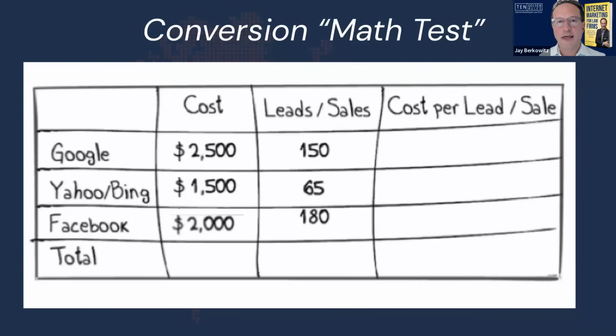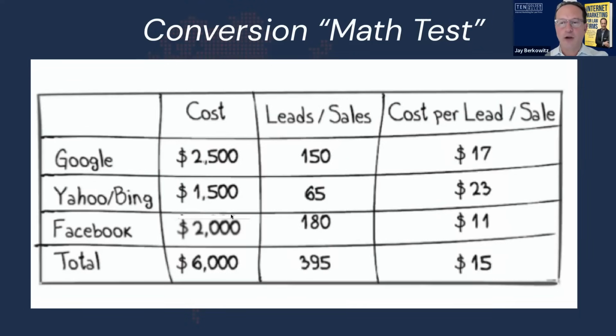So let's say these are leads for a law firm, and we spent $2,500 on Google. We got 150 leads. We spent $1,500 on Yahoo Bing. We got 65 leads. I want you to fill in the cost per lead and all the totals along the bottom. Be careful with your math, because everybody makes the same mistake: they add up the cost per lead, but you have to calculate that on its own.